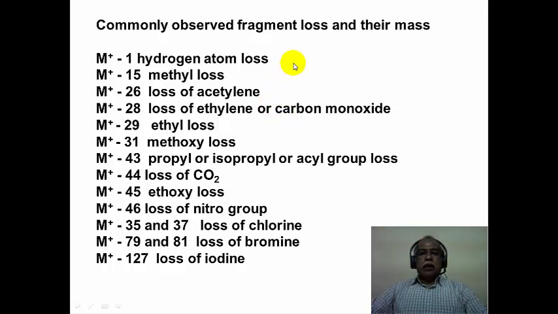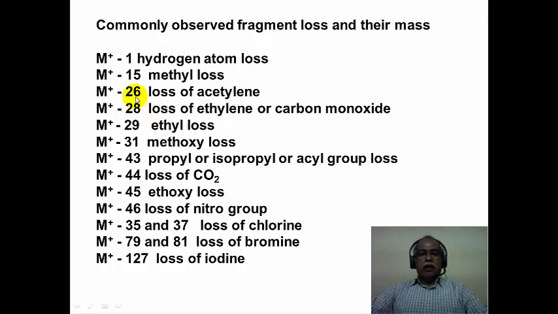Now, the commonly observed fragments which are lost during their fragmentation process and their masses are given here. Normally, when there is one mass unit different from the molecular ion, this is typically of a hydrogen atom loss. If there is a 15 unit of loss, then it corresponds to methyl CH3. If it is a 26 loss, then it is an acetylene molecule, a neutral molecule is lost. In these two cases, these are radicals which are lost, hydrogen radical, hydrogen atom, and methyl radical, whereas in this case a neutral molecule is lost in the form of acetylene.